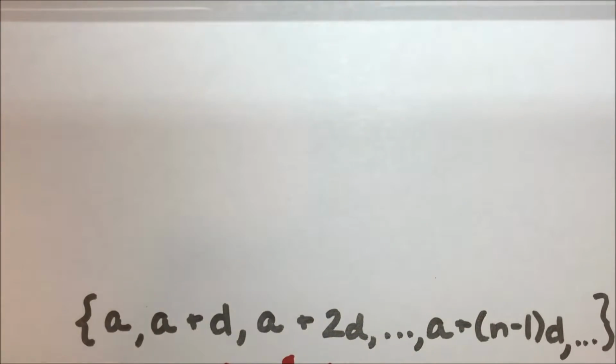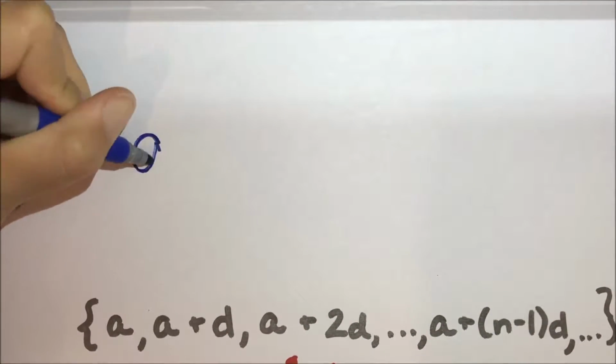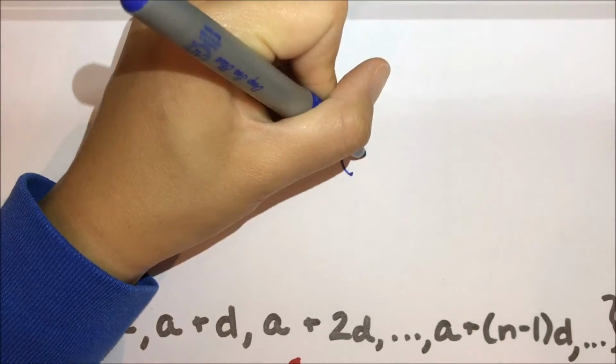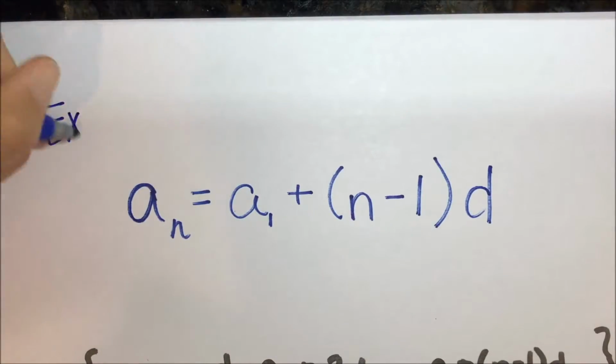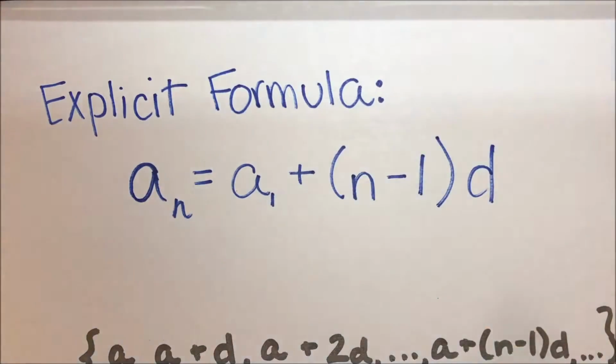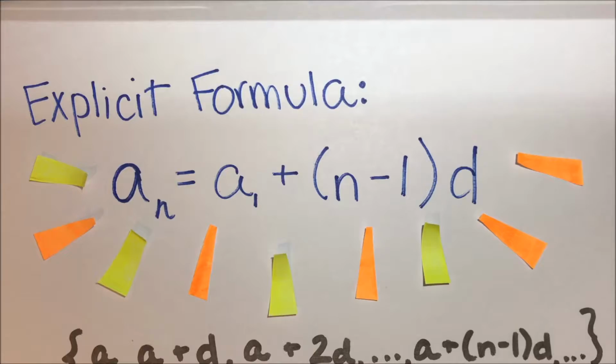number. We can explain all progressions of this type with a single formula. an equals a1 plus the quantity of n minus 1 times d, where an is the value of the nth term, a1 is the value of the first term, and n is the nth number in the sequence.